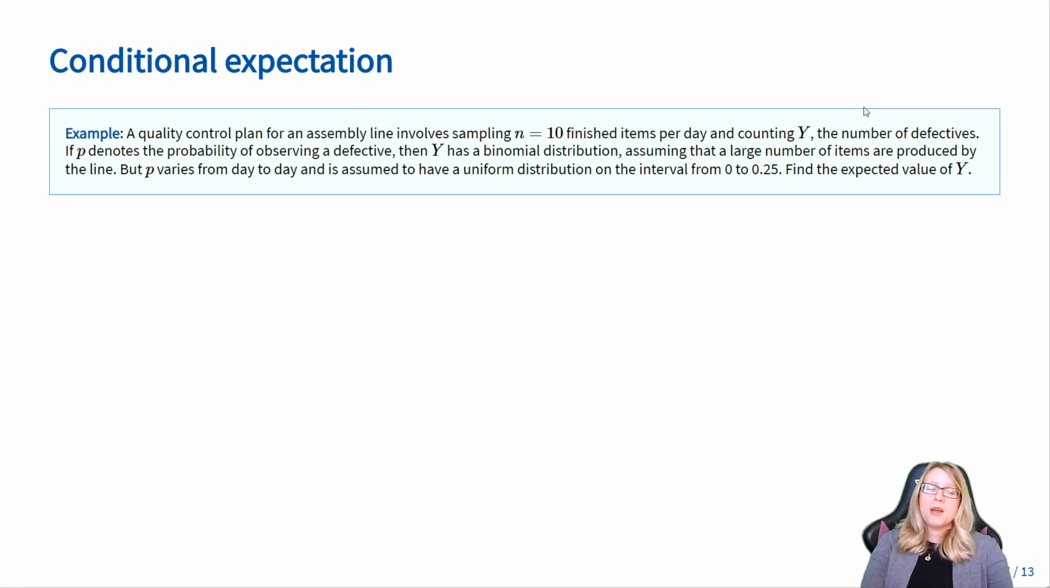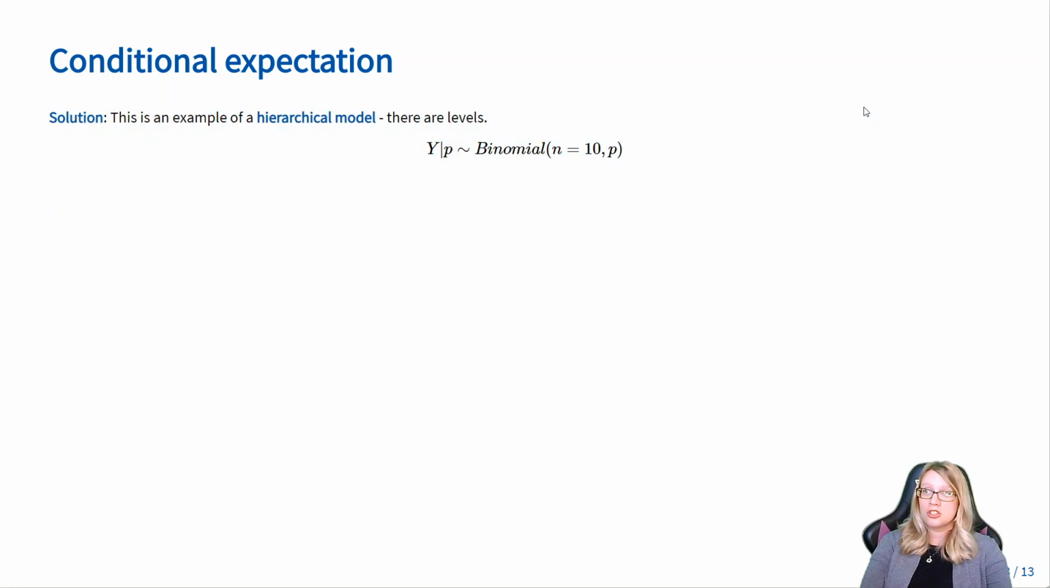Now, let's say that the probability of defective parts changes from day to day. Some days the process might be running very smoothly, and p might be near 0. Some days there might be a lot of hiccups in the process, and p might be larger, say near 1/4. Let's find the expected value of the number of defectives, assuming that this p is allowed to change. So this is an example of one of those hierarchical models. There are levels. There's a hierarchy to our random variables. So the number of defectives that we pull off the assembly line, y, is actually a conditional random variable.